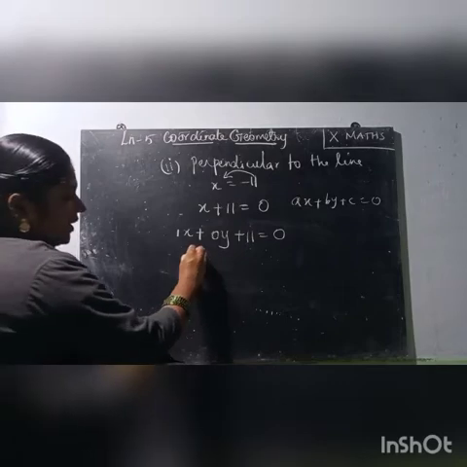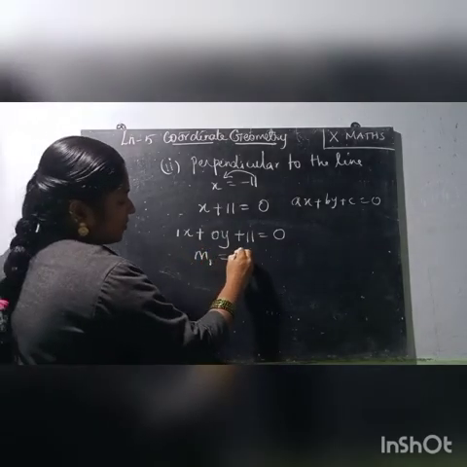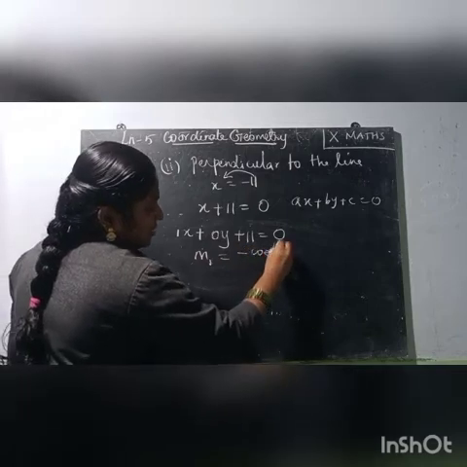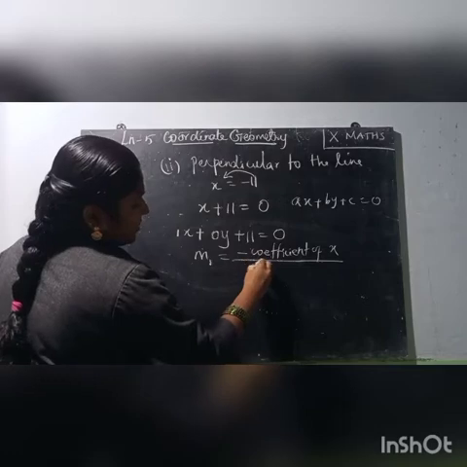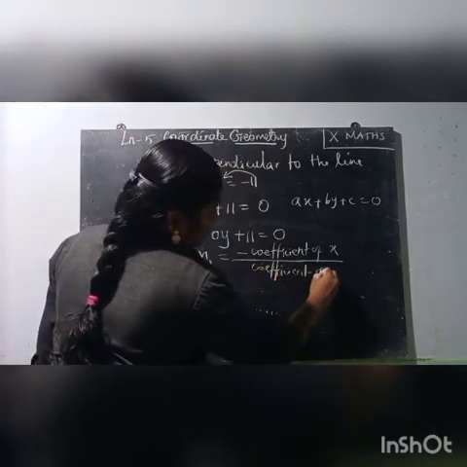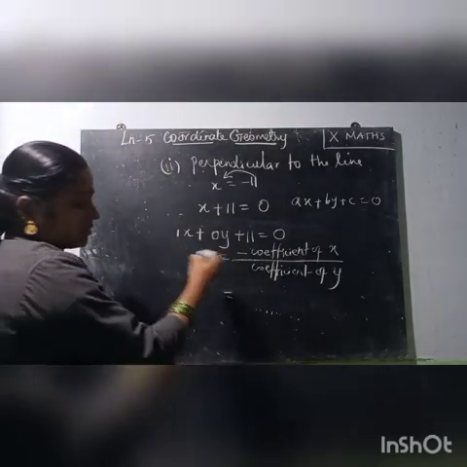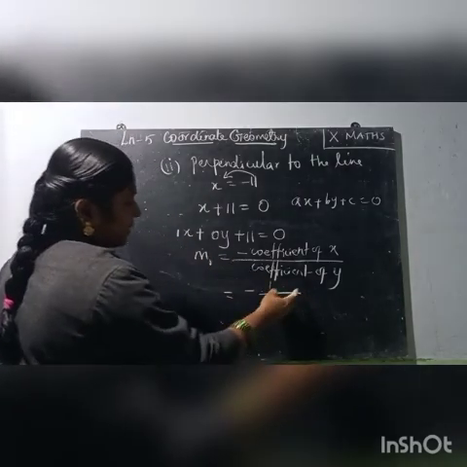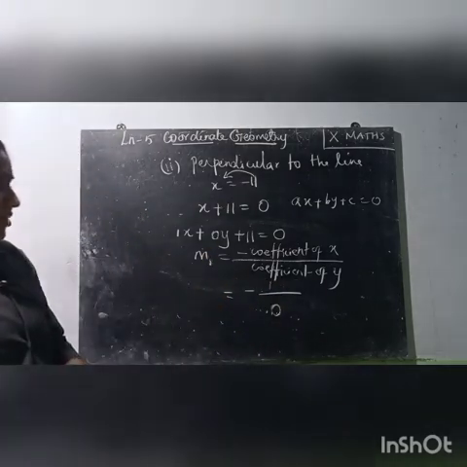Now we are going to find the slope. Let me consider that as m1. So slope equal to minus coefficient of x divided by coefficient of y. Now see, the coefficient of x is 1. So minus 1 divided by the coefficient of y, which is 0. Now we got the m1 value.